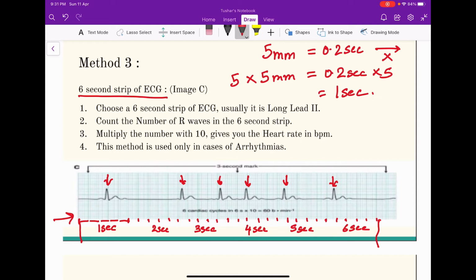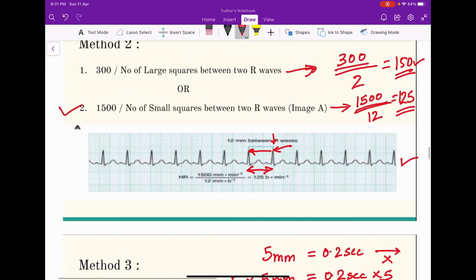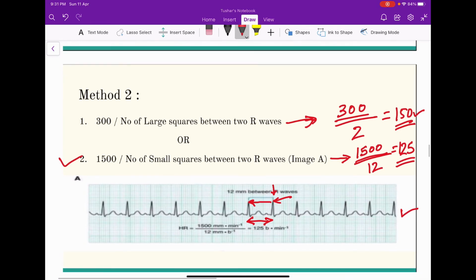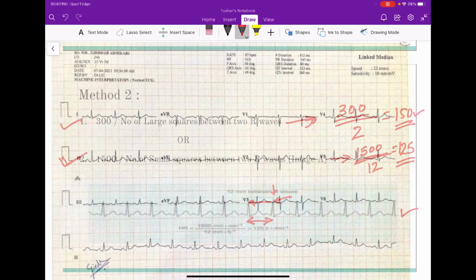A thing to note is this 6-second strip is only used in cases of arrhythmias. In cases of sinus rhythm, if you use the 6-second strip method, it will give you an equivalent result to what you have got by this method or this method.